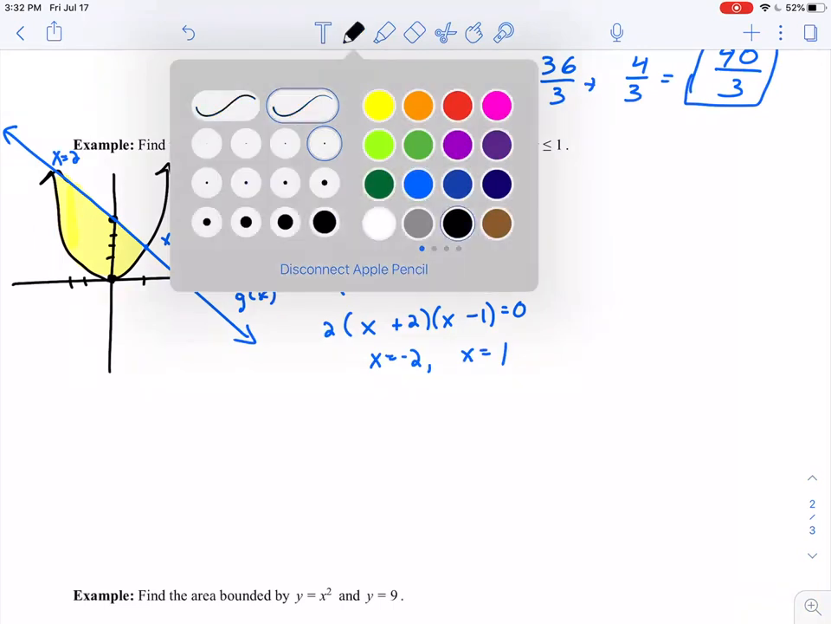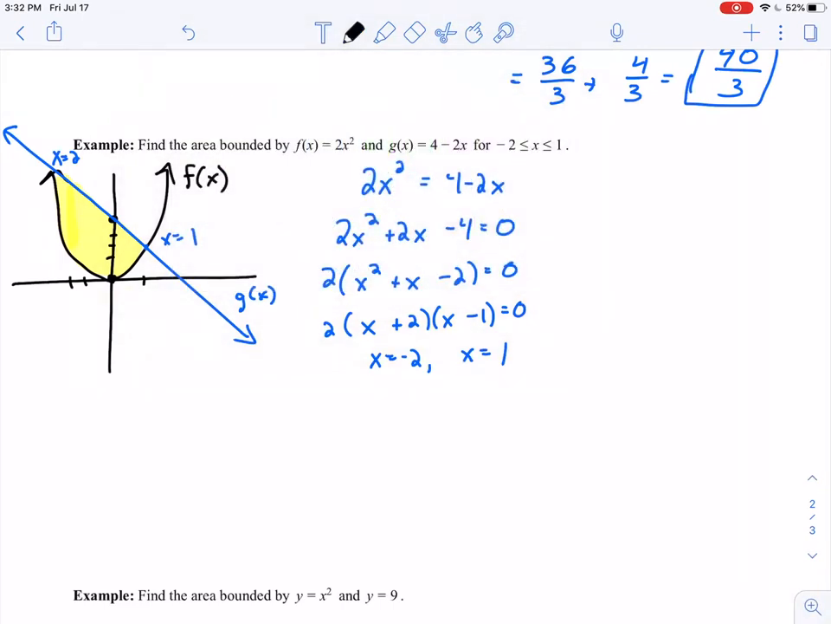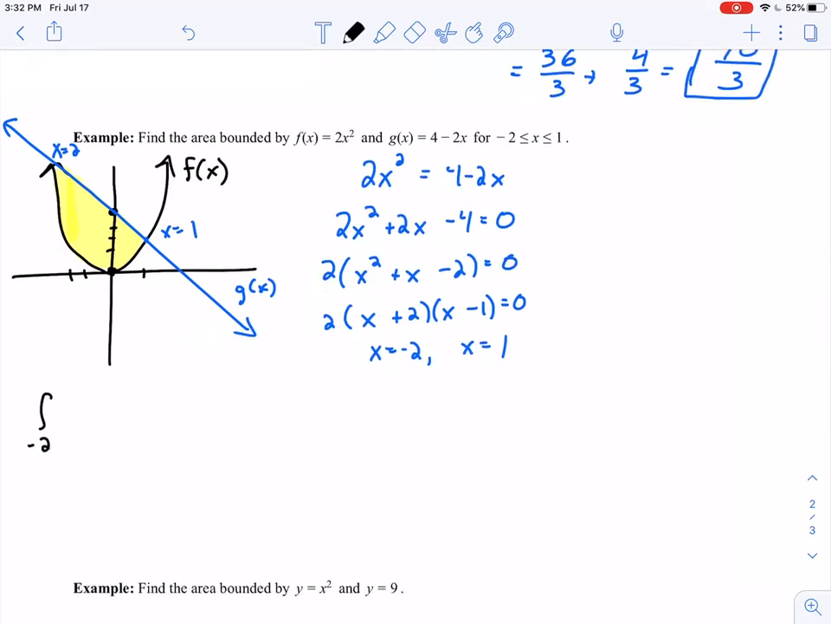So I'm going to set up my integral first. I want the definite integral from negative 2 to positive 1. And now I need to determine what is my upper function and what is my lower function. So look at this yellow shaded region that I've created right here. If you need to, draw a vertical line in there.